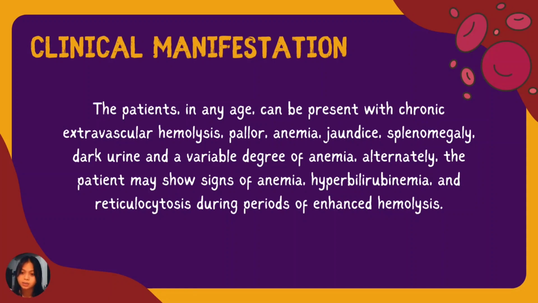It is noted that the symptoms may be so limited that they can be undetected, and can only be seen when it is in a mild form. And patients of any age can present with chronic extravascular hemolysis, pallor, anemia, jaundice, splenomegaly, dark urine, and a variable degree of anemia. Alternately, the patient may show signs of anemia, hyperbilirubinemia, and reticulocytosis during periods of intense hemolysis.